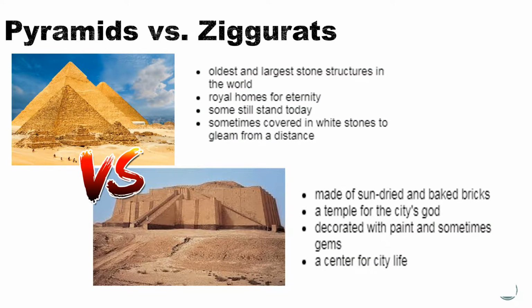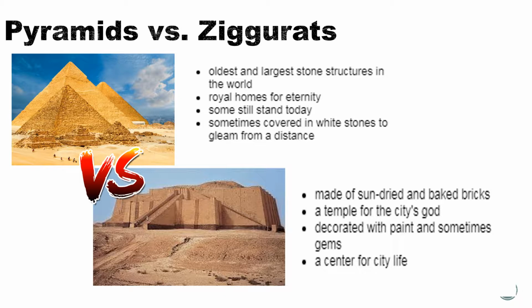So the pyramids were the oldest and largest stone structures in the world. They were royal homes for eternity. So they would put their pharaohs in here and think that they would have an afterlife. So they had all of these treasures and riches that the pharaohs would need for eternity. Some of the pyramids still stand today. Sometimes they are covered in white stones and they gleam from a distance.